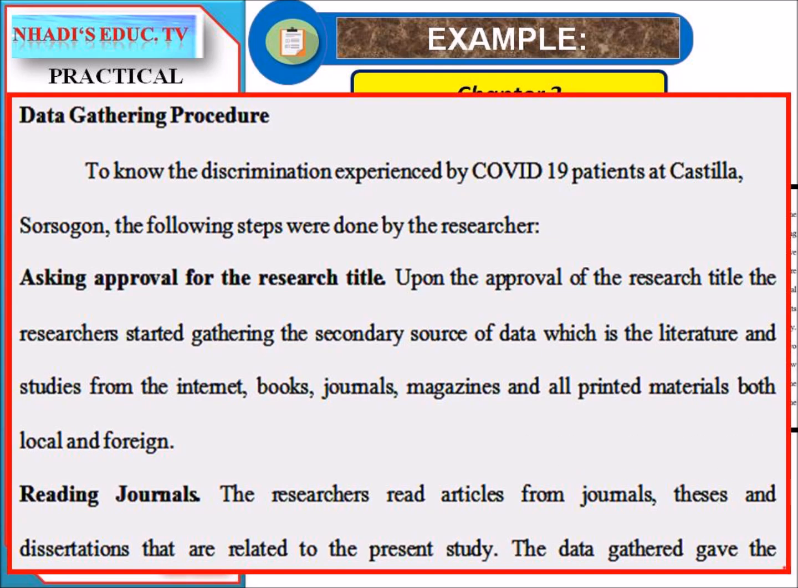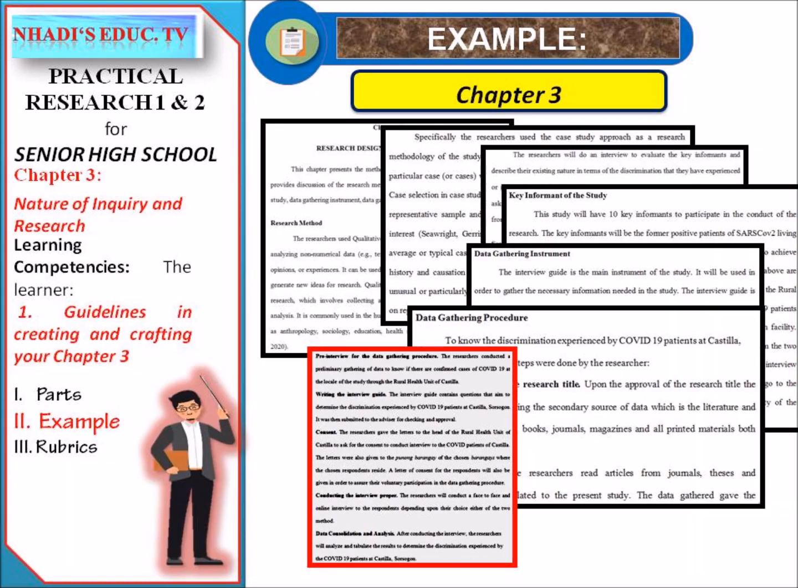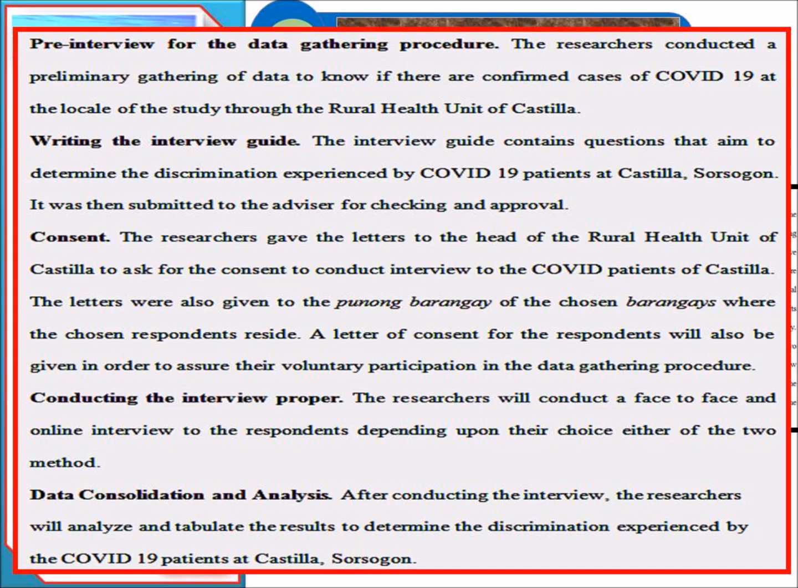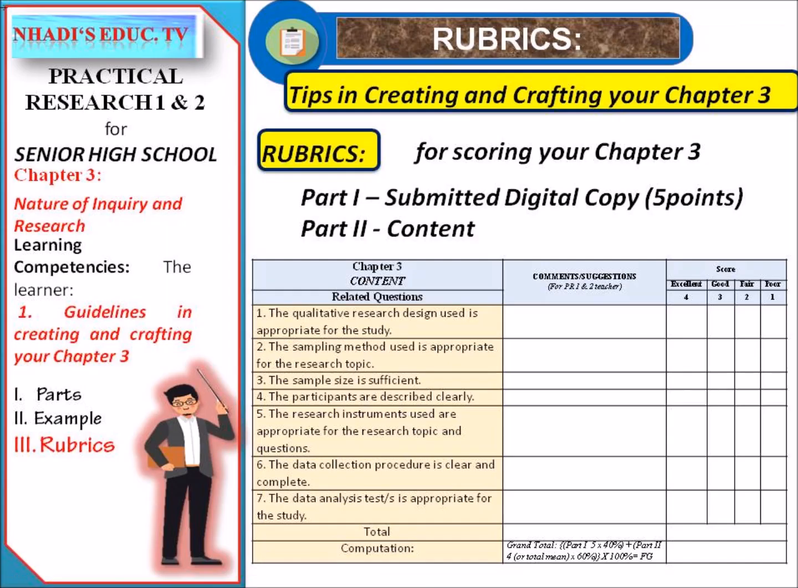On their data gathering procedure, steps are prepared to gather the data. First is asking approval for the research title. Second, reading journals. So let us continue into the research methodology on data gathering procedure of the study. Third, we have pre-interview for the data gathering procedure, writing the interview guide, the consent, conducting the interview proper, and data consolidation and analysis. Moving on to the last part of our lesson is the rubrics.